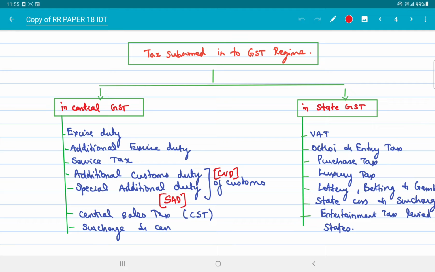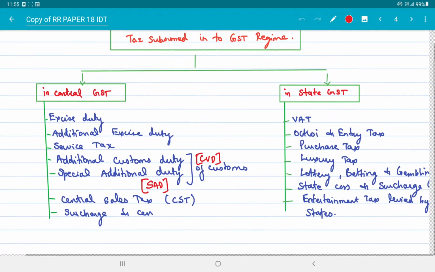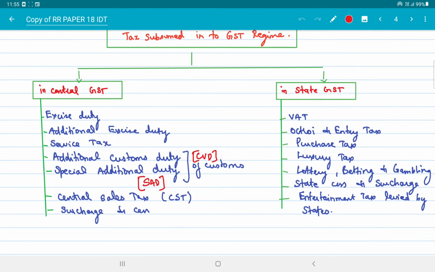What are all the taxes subsumed into the GST regime? Just for knowledge's sake, these are the taxes which are now subsumed and no more such taxes are levied.